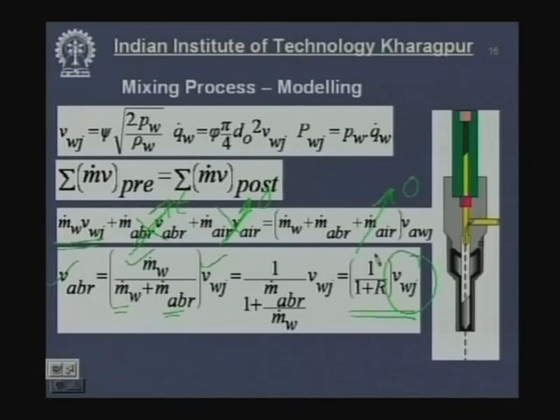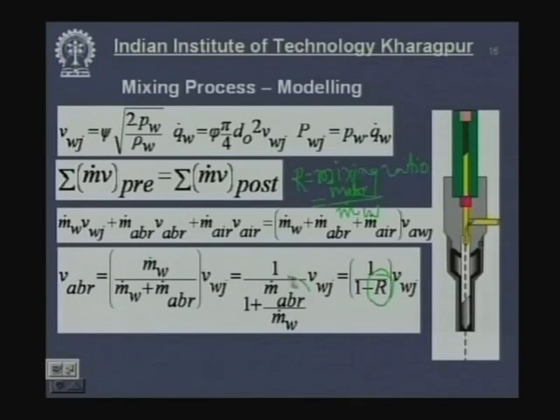Now, all of a sudden I have introduced a term which is R. What is this R? This R is called mixing ratio. What is this mixing ratio? If you study this, this is basically mass flow rate of abrasive divided by mass flow rate of water. It is already here. I have tried to explain there as well. So, this is my mixing ratio. This is an important parameter in water jet machining, abrasive water jet machining.